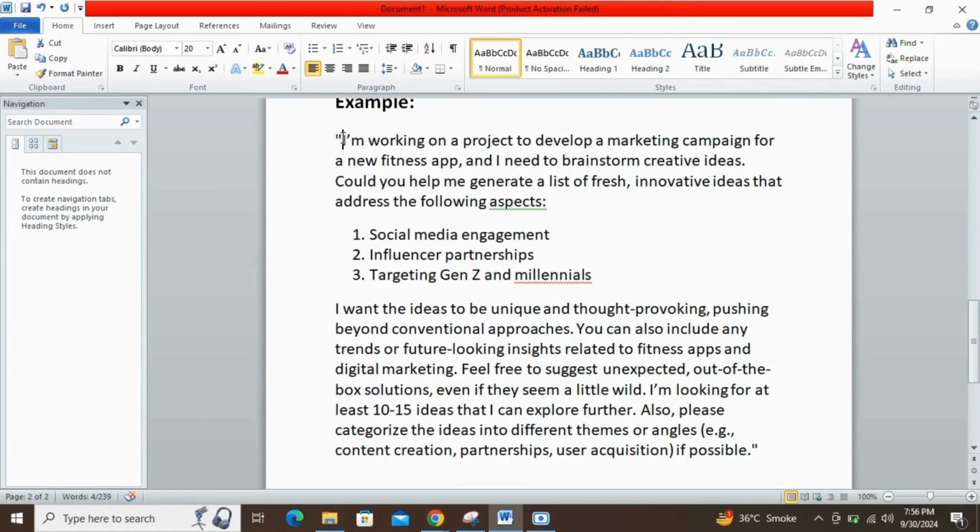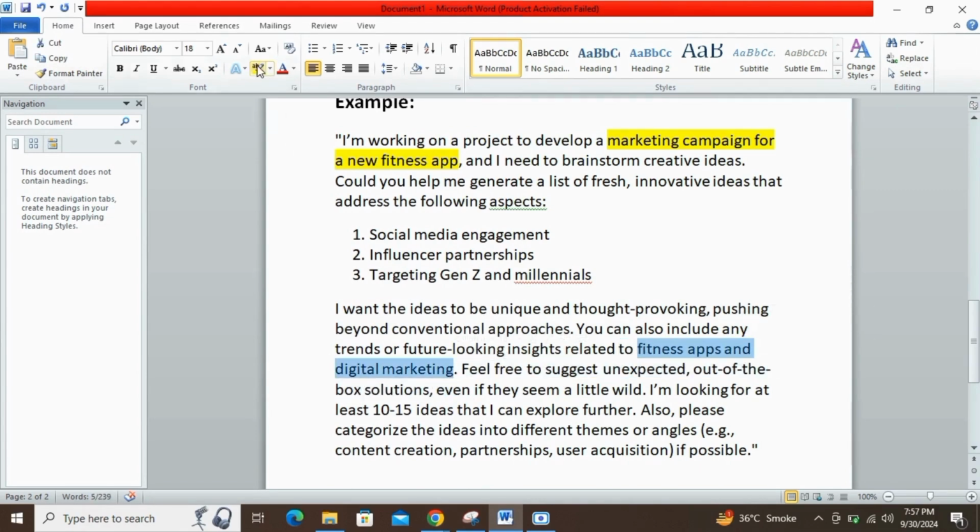I'm working on a project to develop a marketing campaign for a new fitness app. I wrote this instead of the placeholder, and you have to write this according to your project. And I need to brainstorm creative ideas. Could you help me generate a list of fresh innovative ideas that address the following aspects? Now, here are three aspects: social media engagement, influencer partnerships, targeting Gen Z and millennials.